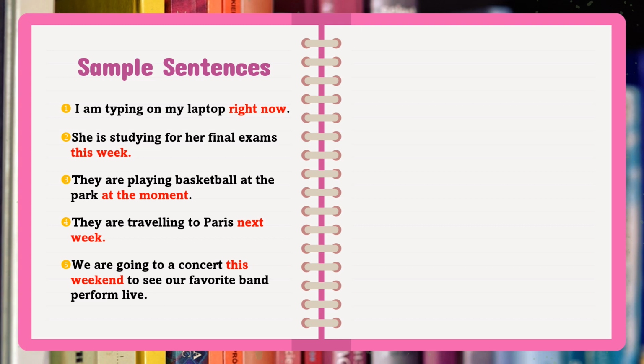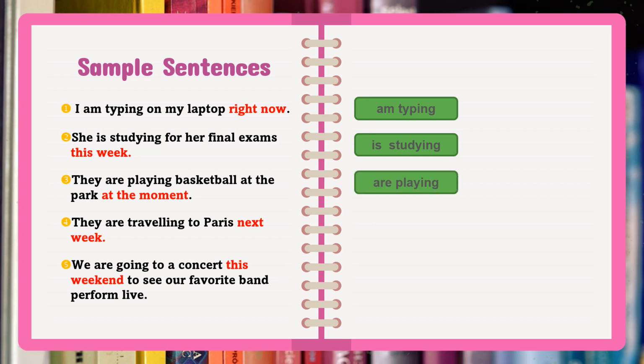Okay, great. Now I'm going to ask you a question. Can you identify the verbs in each sentence? Yes. Okay, let's give it a shot. So, sentence number one. What do you think the verb is? I'm typing. Okay, great. And sentence number two? Is studying. And sentence number three? Are playing. Great. Are traveling. Yeah, are traveling. This is the verb in sentence number four. And the last verb is? Are going. Great. You're a good student.